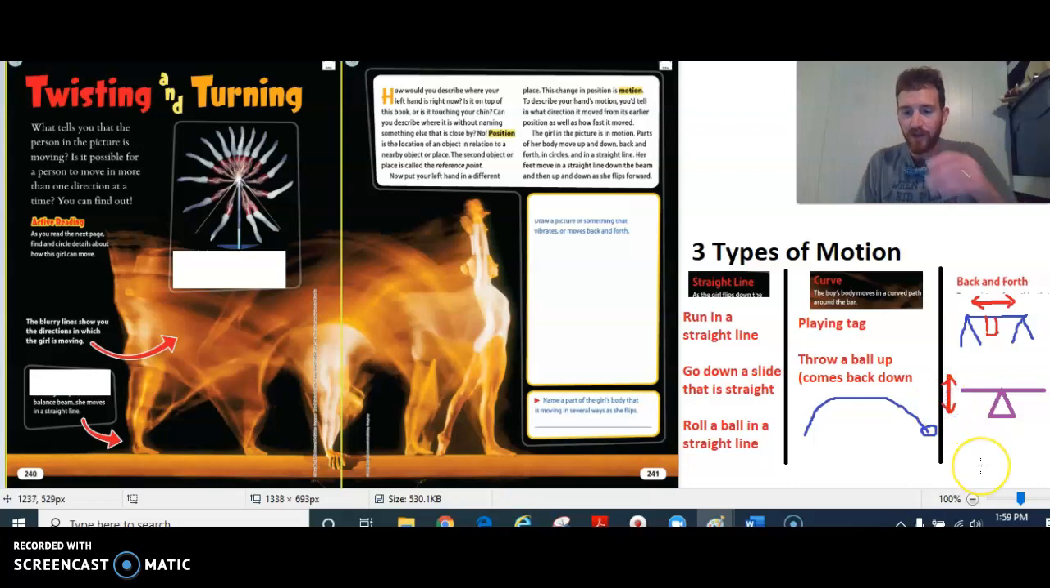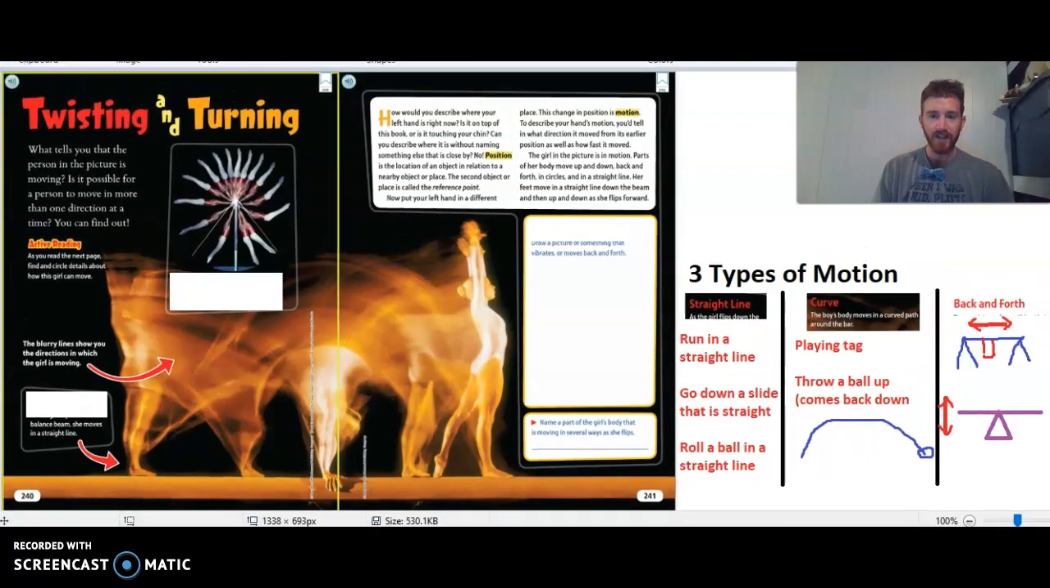If you're playing in your yard, you're doing curved motion. So these three types, straight line, curved, and then back and forth, those are three kinds of motion, okay? So again, simple stuff. I just have to think about these specifically when we talk about different examples, okay? Let's see if we can go to another part.